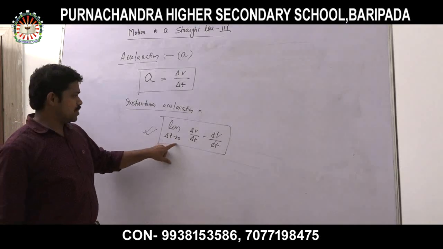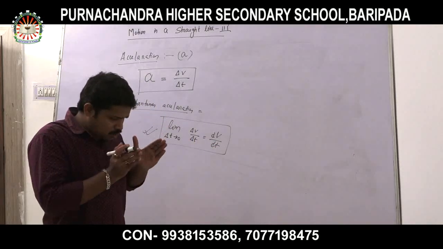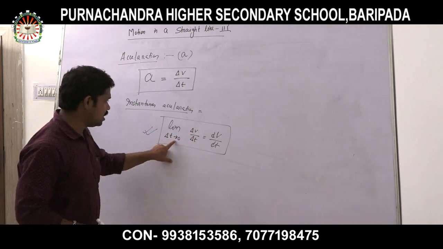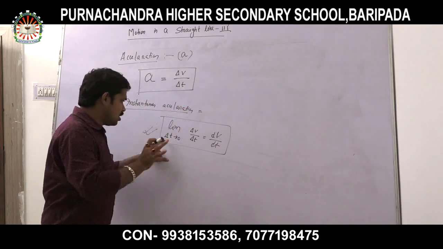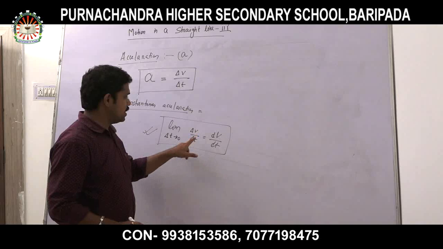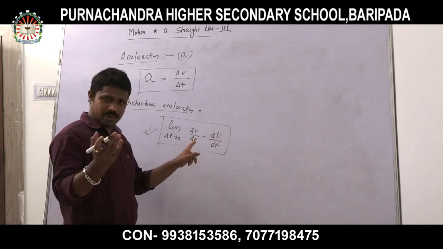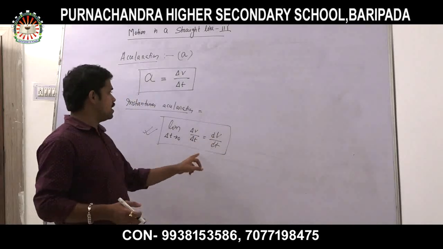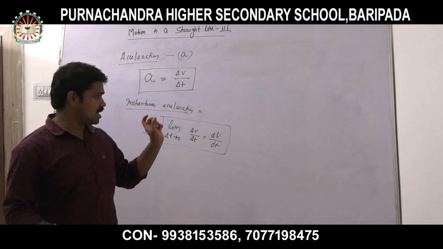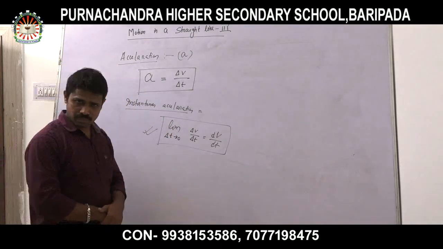So in the limit, the time period has to concentrate on a particular instant of time. That's why del t tends to 0. Clear? So del v by del t gives me dv by dt, which you can take as a formula. So dv by dt is nothing but the instantaneous acceleration, or the acceleration of an object at a particular instant of time.